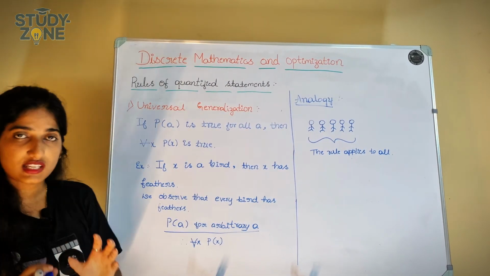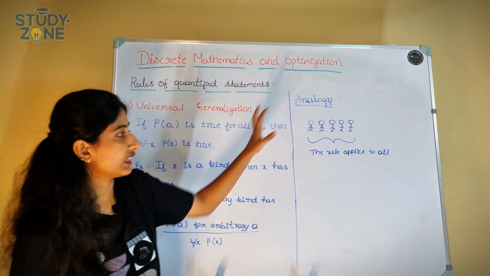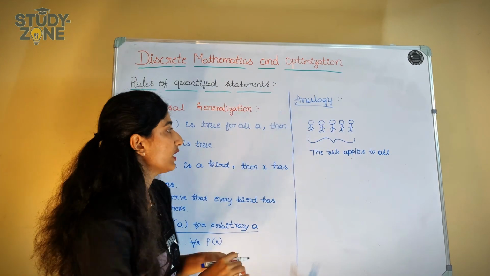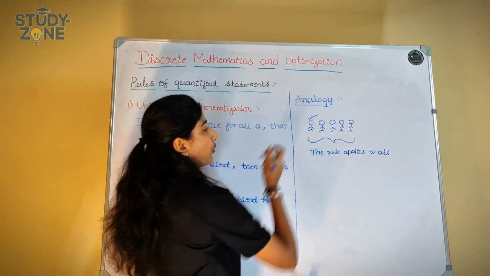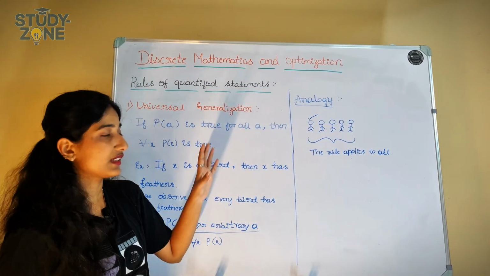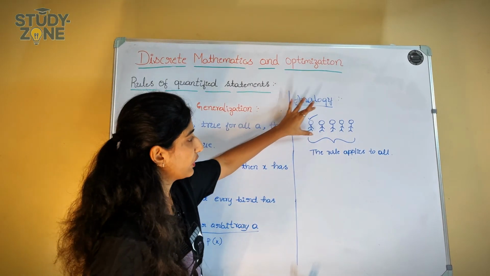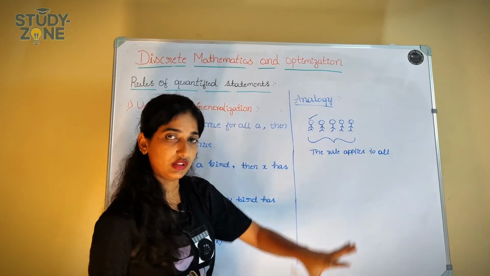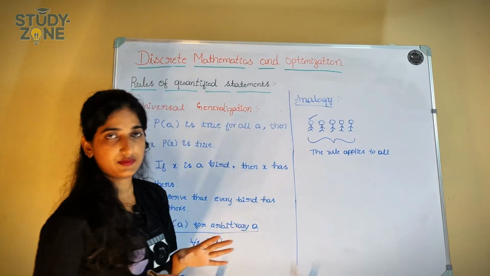In universal instantiation, what we are going to do? We are telling that these 5 students are following the rule. So it is true for him also. So we are writing like that. But here we are telling that he is following, he is following, everyone is following. So it is true for all. Okay, be clear with that.